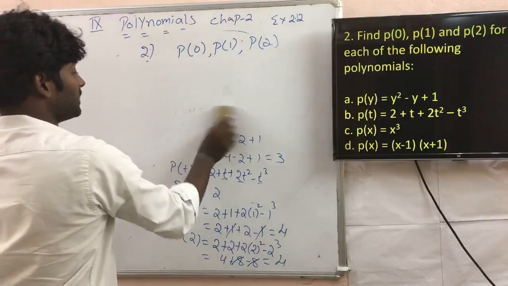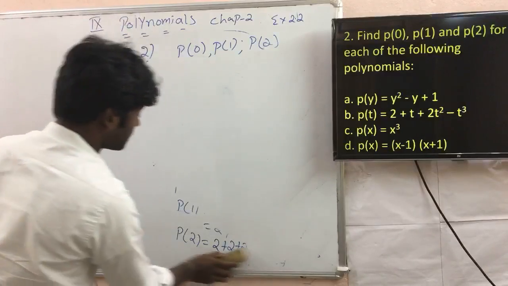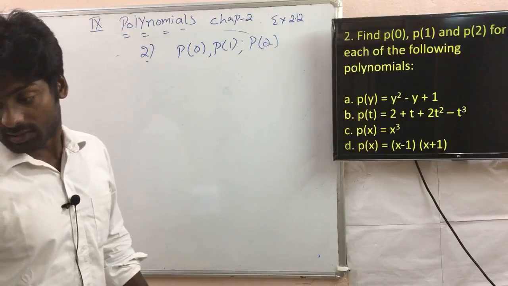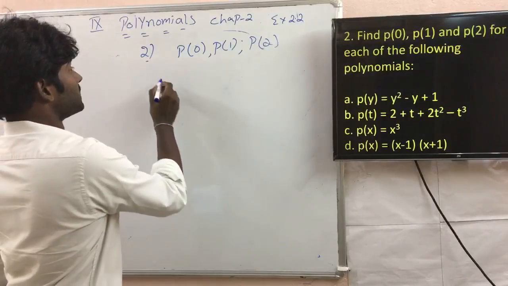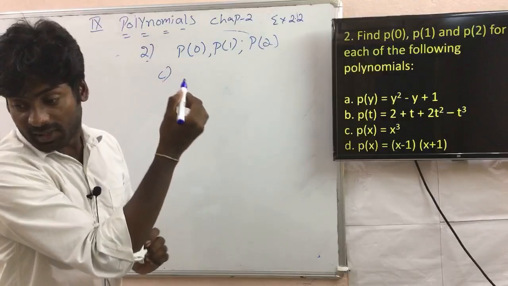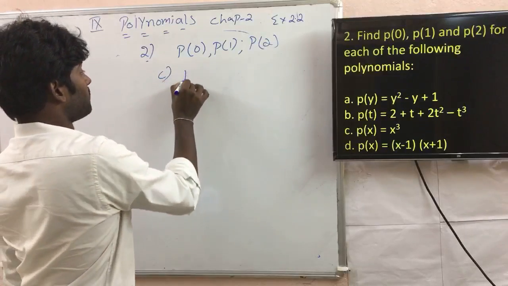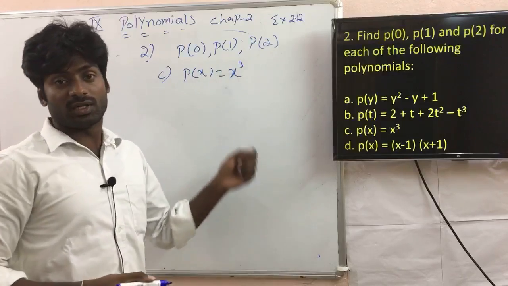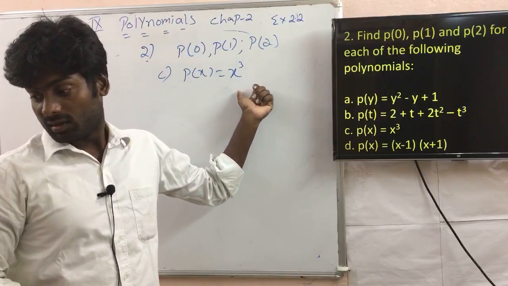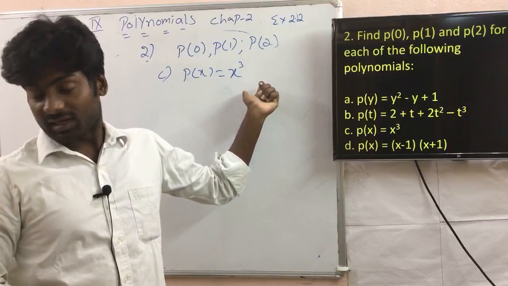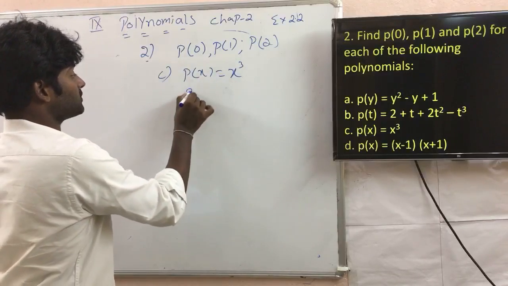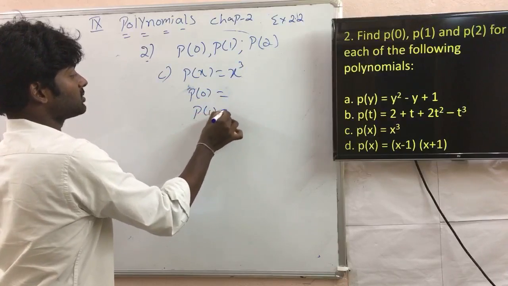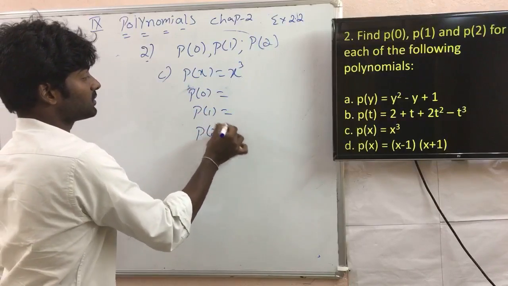Now we can go for the third sum in the second main. Now we are solving exercise 2.2, chapter 2 polynomials, second main third sum. P of x equals x cube. It is very easy to answer. Only a single term is here. It is a monomial. We can say the answers directly: P of 0, P of 1 and P of 2.